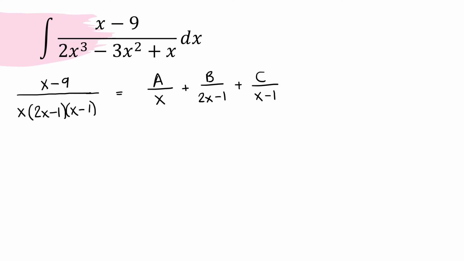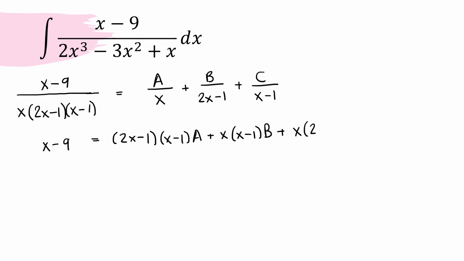Now, three different things. So when we clear the fractions, each one takes the other two things it's missing. So we have 2x minus 1 times x minus 1 times a, plus x times x minus 1 times b, plus x times 2x minus 1 times c. Hard to keep track of. Okay, let's start by making x equals 0. Then we get negative 9 is equal to minus 1 times minus 1 a. So a equals negative 9.